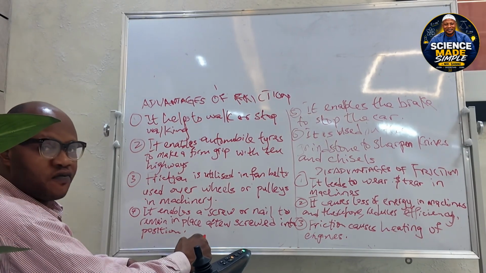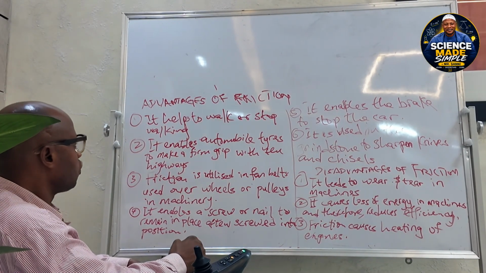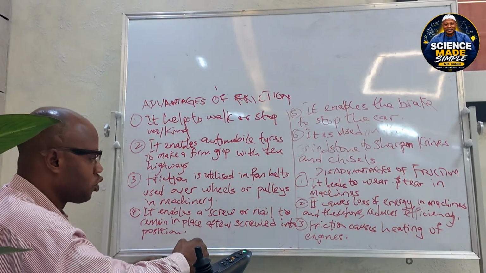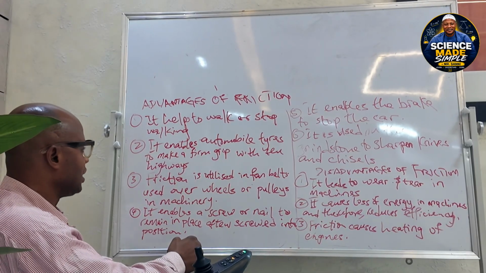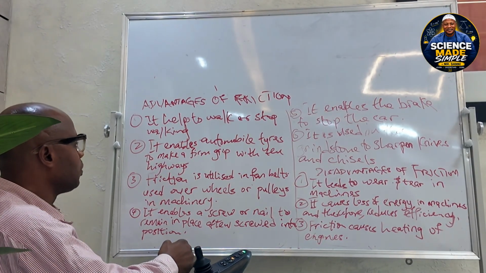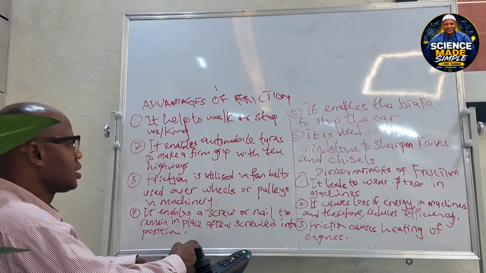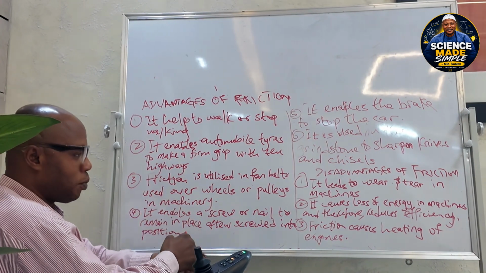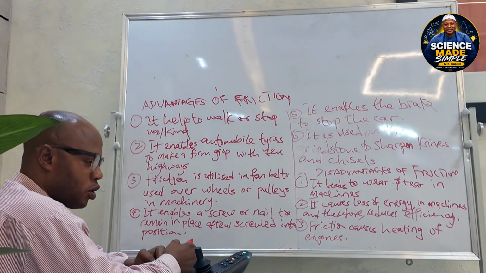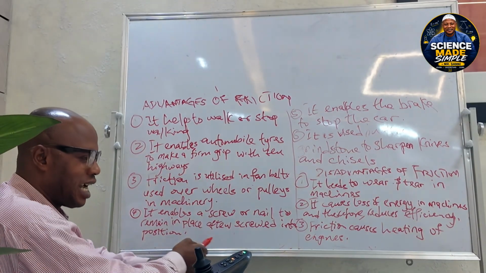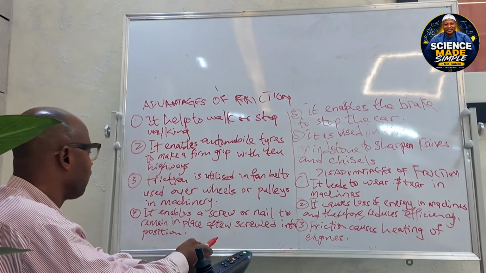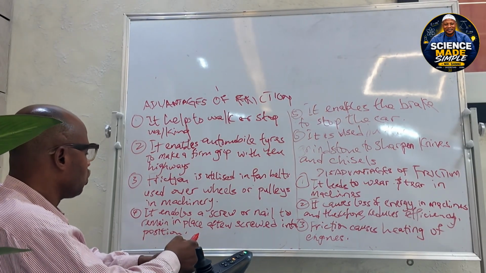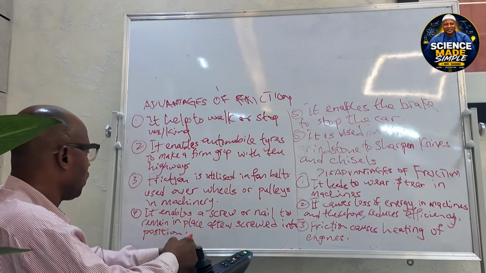That is, with frictional force, we can walk easily and we can stop walking because there's friction between our foot and the ground. Two, it enables automobile tires to make a firm grip with the highways. That is, there must be good friction between the tires and the highway so that the motor can move very well. Without friction, the motor will not be able to move on the highway.